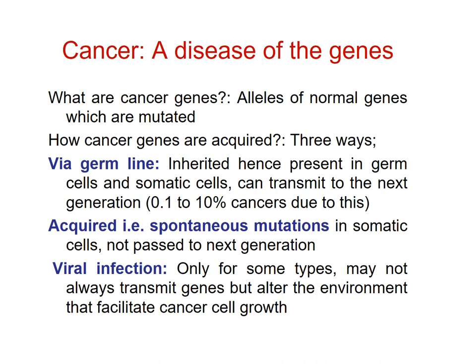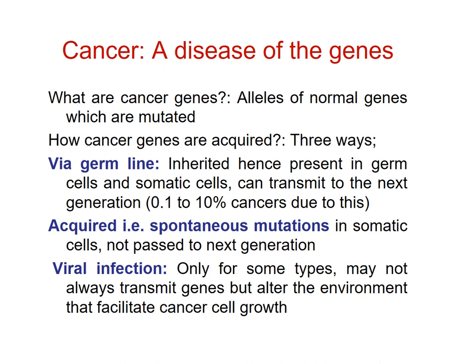So how are the cancer genes acquired? They can be via germline, meaning the person has inherited the genes and they are present in the germ cells as well as somatic cells. This leads to the possibility that this can be transmitted to the next generation. About 10 to 15% of cancers are due to inherited germline mutations. Now, there are also acquired and spontaneous mutations. Acquired meaning they are in the somatic cells. The person gets the consequences of this mutation, but not the progeny, not the next generation.